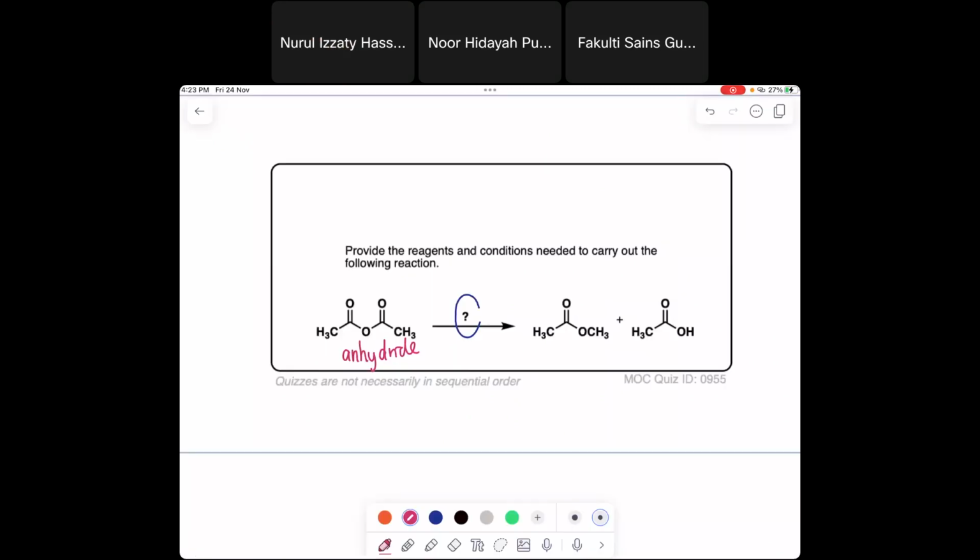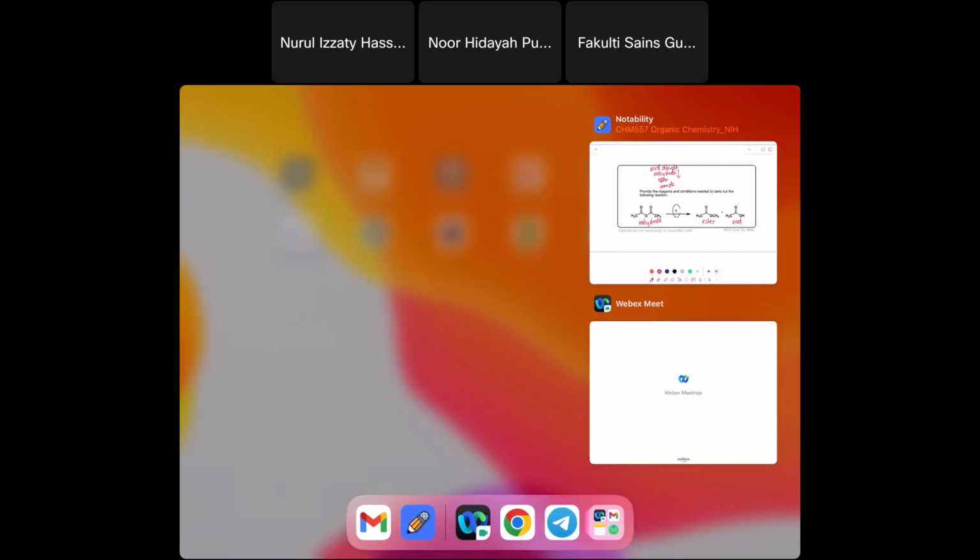Right? Okay. We are making an ester. And this is acid. So kalau ikut reactivity, coming from acid, anhydride, ester. So going down, selalunya kita kena buat apa? Kita tengok kat sini.